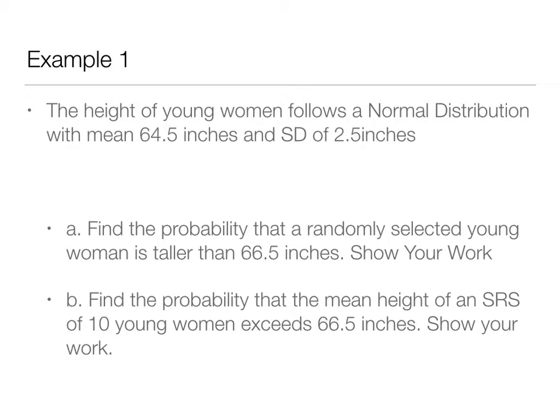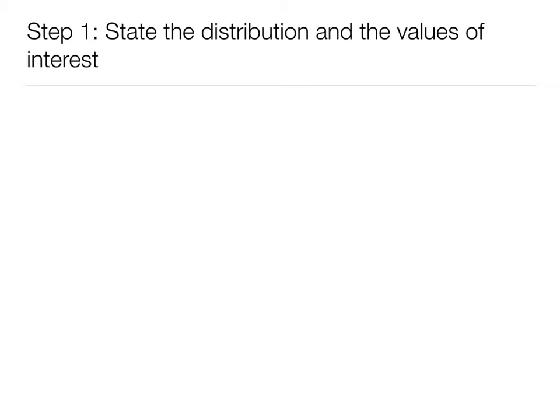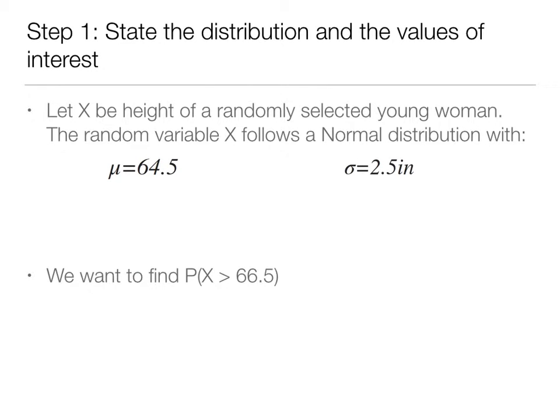Again, show your work. So, step 1, state the distribution and values of interest. Let x be the height of the randomly selected young woman. The random variable x follows a normal distribution with a mean of 64.5 and a standard deviation of 2.5 inches.